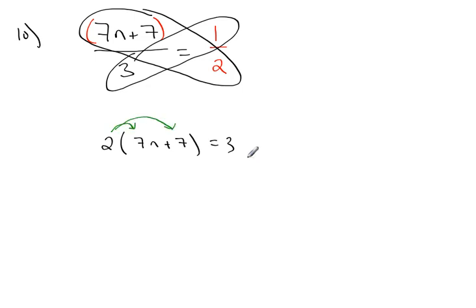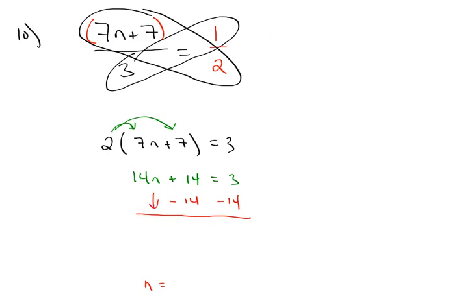So I'm going to distribute this 2 to both terms in the quantity. 2 times 7n is 14n. 2 times 7 is 14. And this is equal to 3. I have 14n plus 14 equals 3. Again, I'm solving for n. I want to get n equals something. What should I do first? Yep. Excellent. I'm going to subtract 14 from both sides.